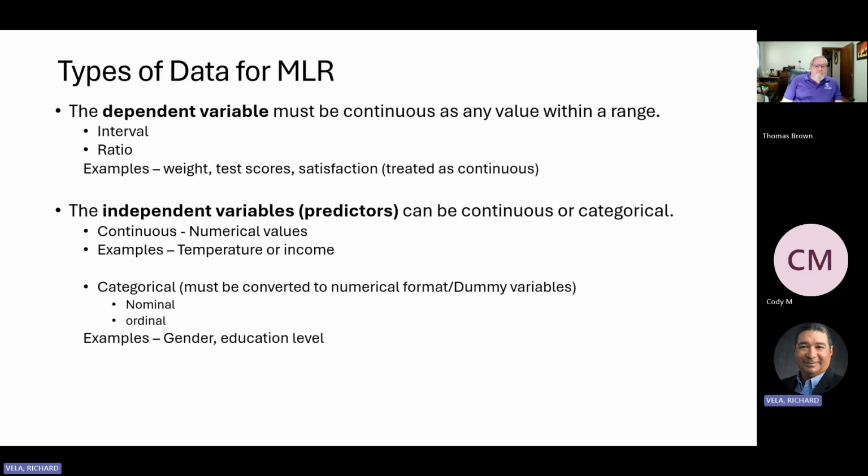The independent variables, which are the predictors, can be continuous or categorical. Continuous are numerical values, examples are temperature or income. And categorical, which must be converted to numerical format, for example, using dummy variables, nominal or ordinal. Examples are gender and education level.